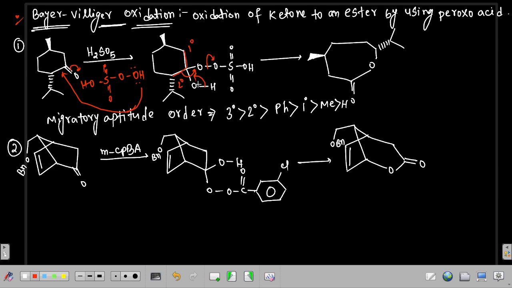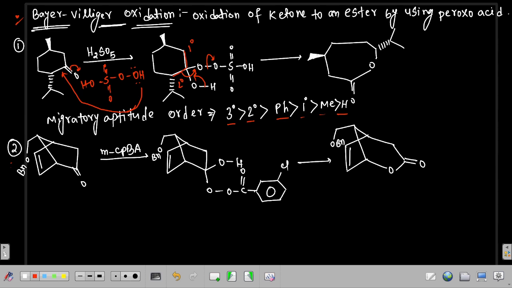Okay. Here you see the migratory aptitude. First it will be 3 degree, that is tertiary, then 2 degree, then phenyl, then 1 degree, then methyl, and at the end it will be hydrogen. Our next reaction is this, our next example.